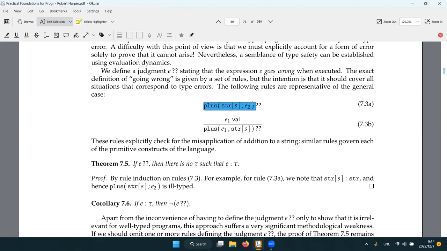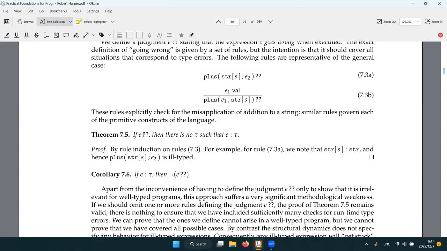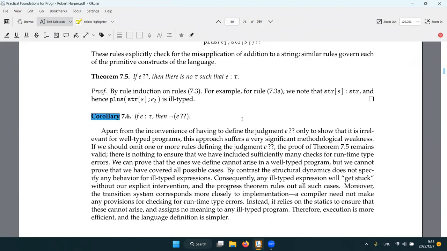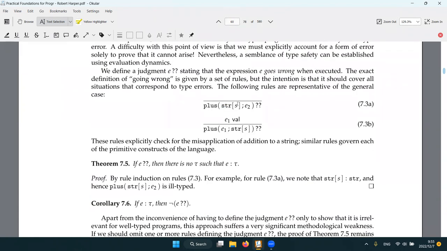So we need a lot of additional rules like this one, which completely annihilates the advantage of evaluation dynamics, which is that we can have fewer rules. And then we need to prove that if the expression goes wrong, then we don't have a type for that expression. And then we just have this corollary, which is a contrapositive: if the expression has a type, then the expression doesn't go wrong. But this is too much.